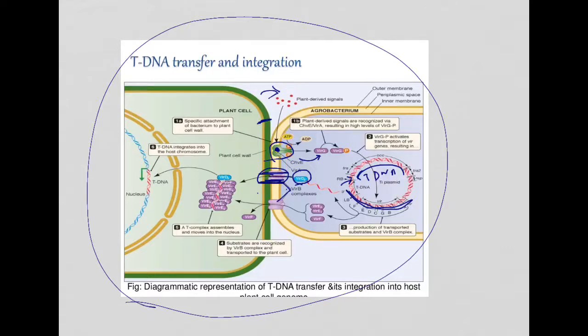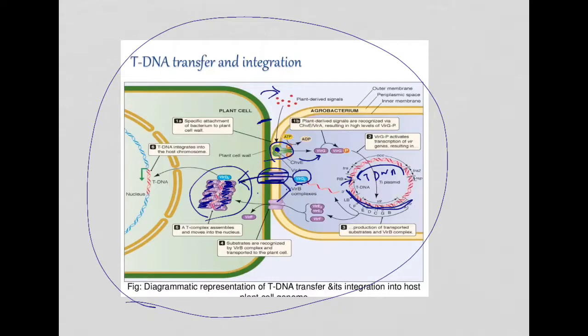Then it will move through this pore, and then what will happen inside the plant cells, VirE protein will bind with the DNA and it will form a covering structure like this. Okay, so that the DNA does not get cleaved inside the plant cell cytoplasm, because there will be a lot of endonuclease and exonuclease enzymes present. So if the DNA gets covered, the endonuclease or exonuclease enzymes would not be able to recognize the DNA.